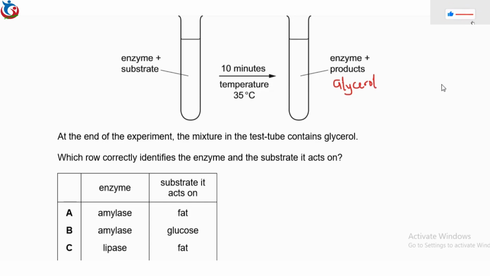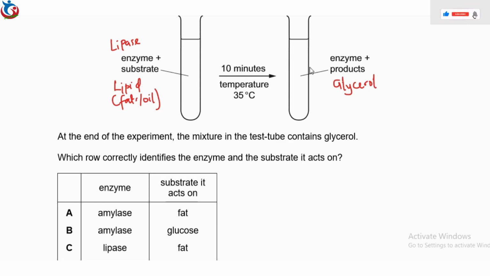Before we even go to the options, first of all, glycerol is produced. Which substrate will produce glycerol? Definitely the substrate will have to be a lipid, otherwise known as fats or oil. Okay, definitely it has to be a lipid. Then the enzyme that breaks down lipids is lipase.